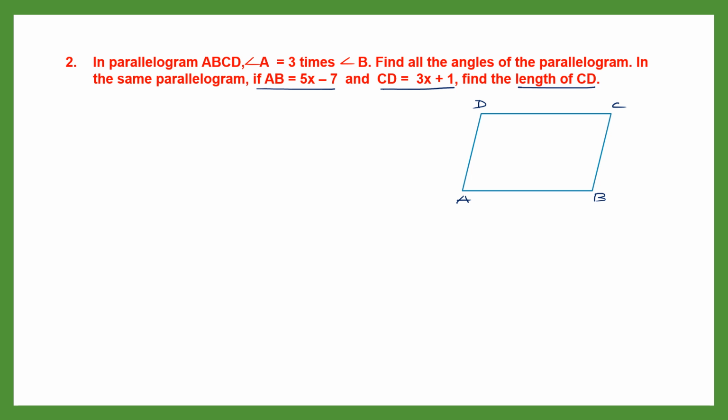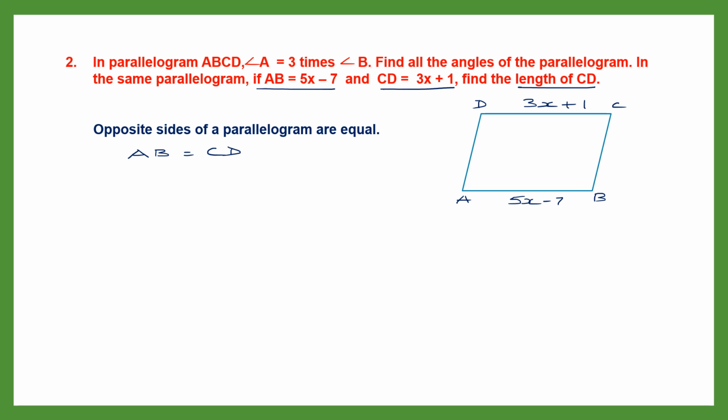So here AB is 5x minus 7, and CD is 3x plus 1. This is given to us. Now we know about the sides of a parallelogram, isn't it? Opposite sides of a parallelogram are equal. That means AB is equal to CD. So let's write that AB is equal to CD. Now substitute. AB is 5x minus 7, and that is equal to 3x plus 1.